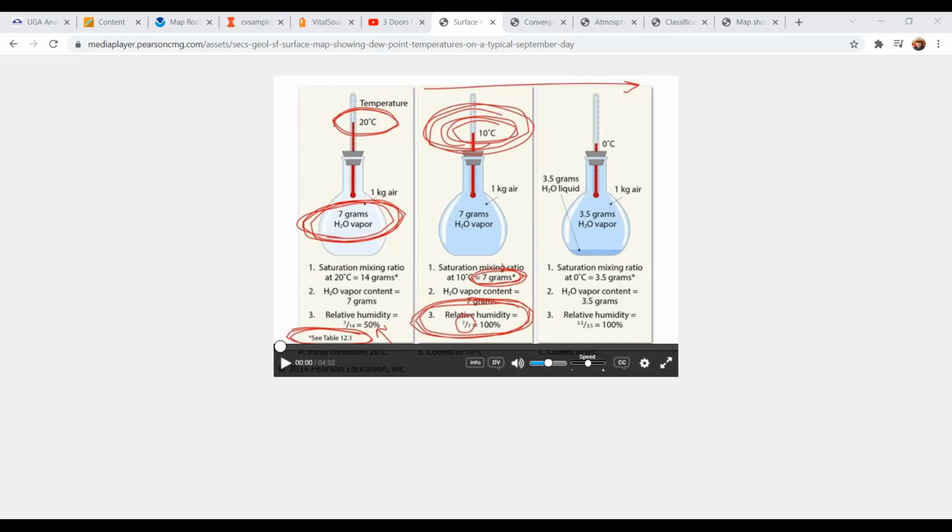Because at some point you achieve saturation, the fact that the atmosphere, the air, can't hold any more water. So some of that water is going to have to settle back out. That water vapor is going to have to be converted back to liquid water.